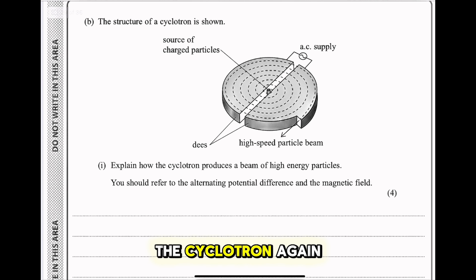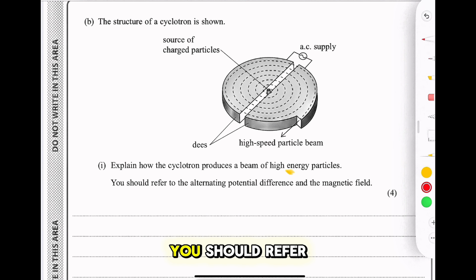For this question, the cyclotron, again, explain how the cyclotron produces a beam of high energy particles. You should refer to alternating potential difference and magnetic field. The structure of the cyclotron: the two Ds, high speed particle beam, AC power supply, always a change in the polarity. One time positive, the other one is negative, and the source of a charged particle, whether electrons or protons, depends on the particles.